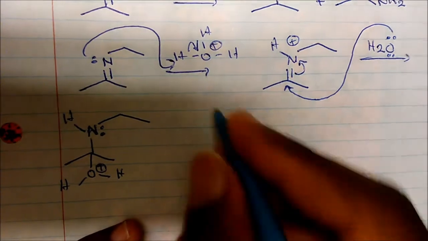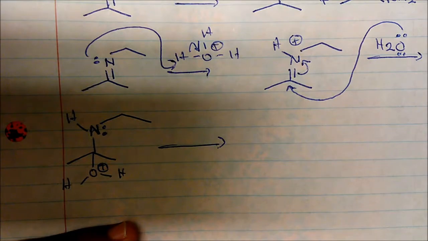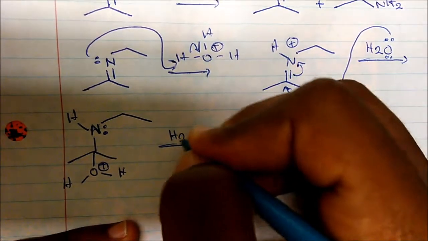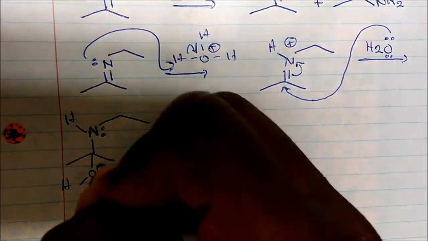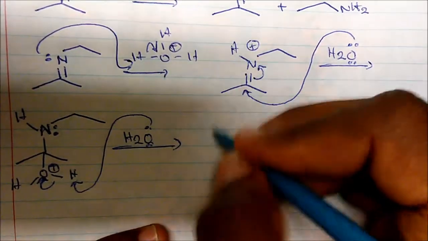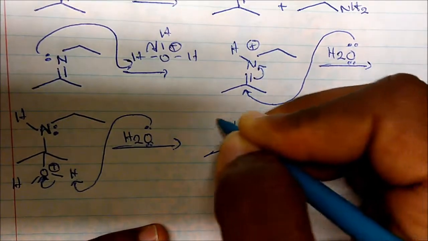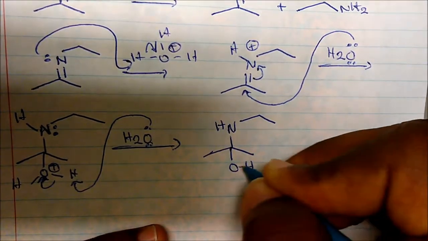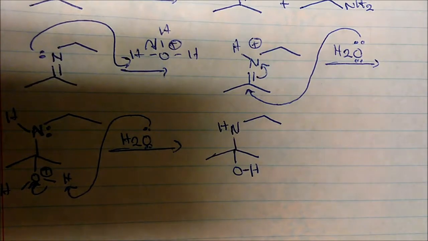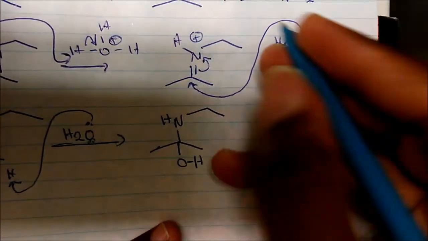Now what ends up happening? Well, remember, we have water in solution, and so it's going to act as a base. It's going to come in and grab this hydrogen and reform acid in solution, and we come to an intermediate that looks like this. We have our hydrogen, and we have an alcohol. So we come to an intermediate that looks like this. Now, what will happen after this? Well, again, we just reform acid.